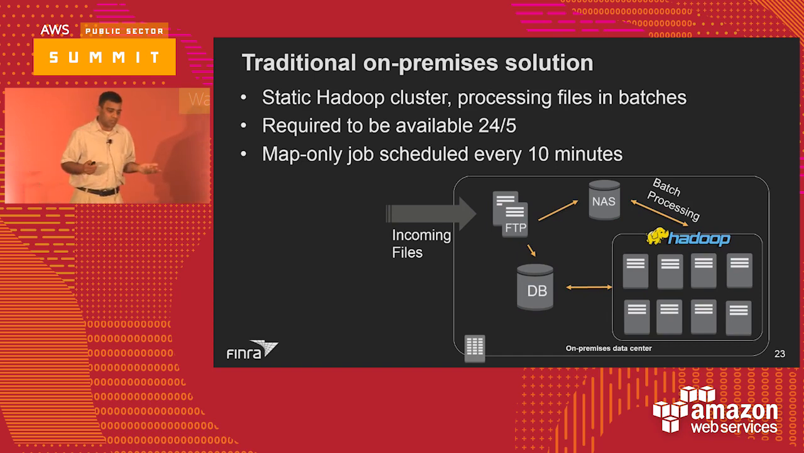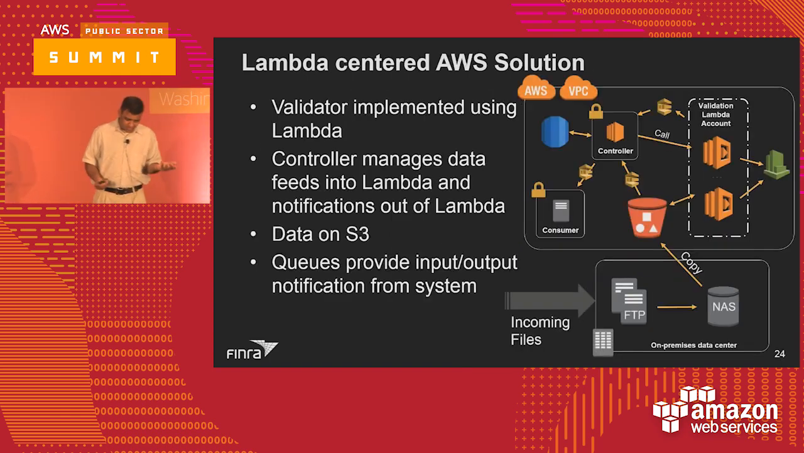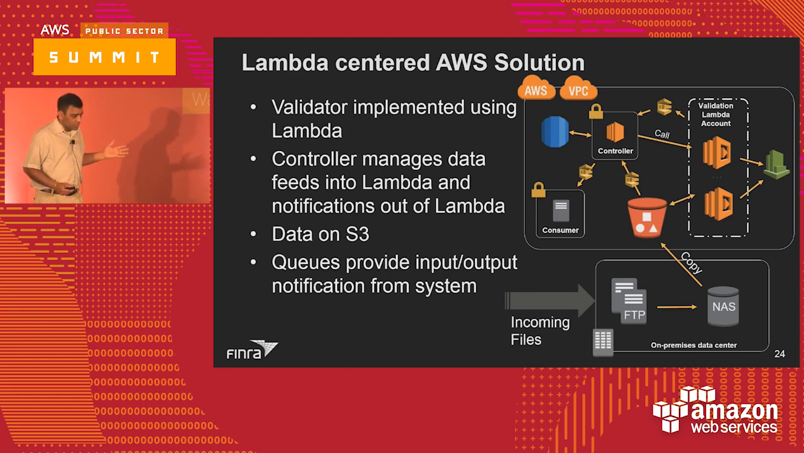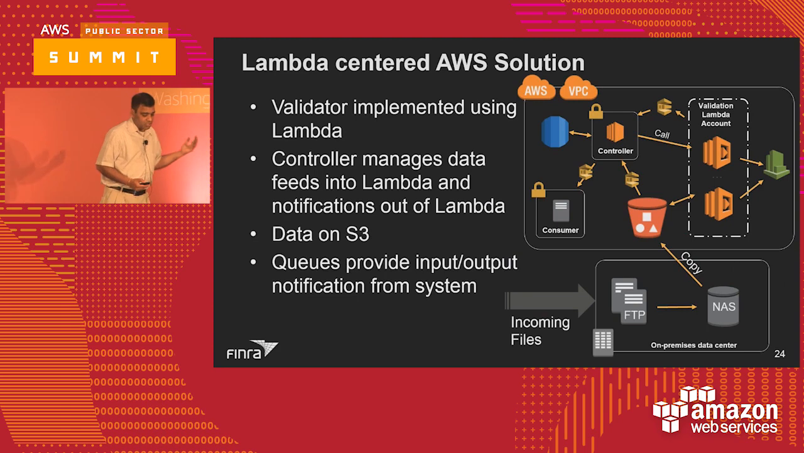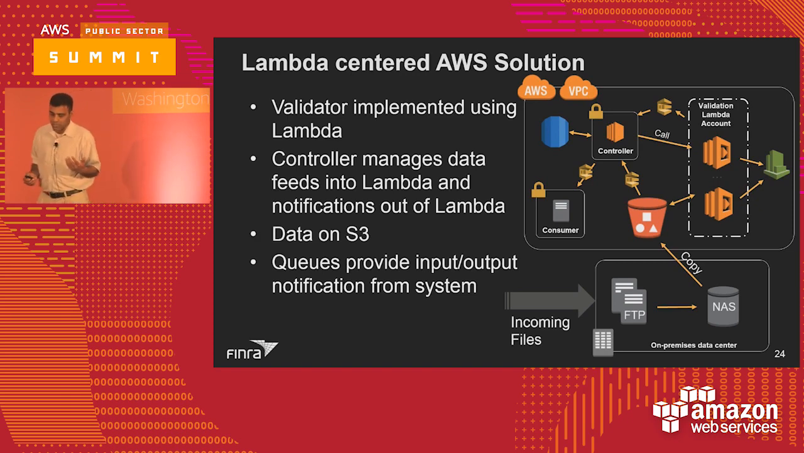So a lot of problems maintaining the on-prem solution. So we moved to a Lambda-based AWS solution. Files come into FTP servers, and then they are copied to S3, and there's a small EC2 instance that runs our controller, and it keeps calling Lambda. It keeps starting Lambda for each of the files, and our goal was to finish our Lambda job in less than 1 minute, and it horizontally scales beyond what we can think of.